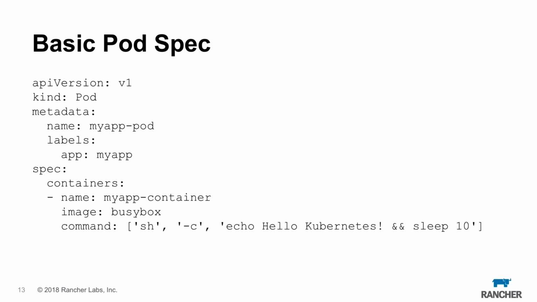So here I've got a basic manifest for a single pod. All manifests have 4 required keys. That's API version, kind, metadata, and spec. This is a simple pod that's going to print some text, and then it's going to sleep for 10 seconds, and then it's going to exit. But ask yourself, what's going to happen when it exits?